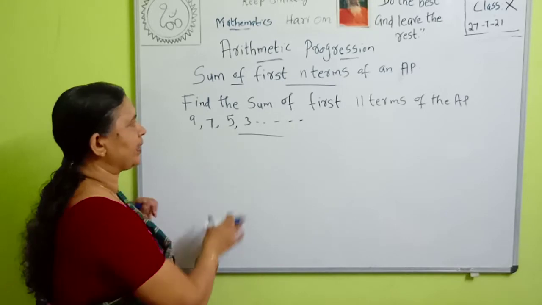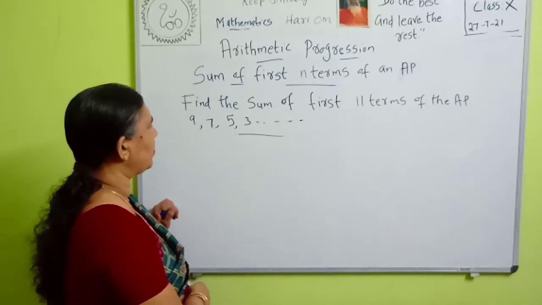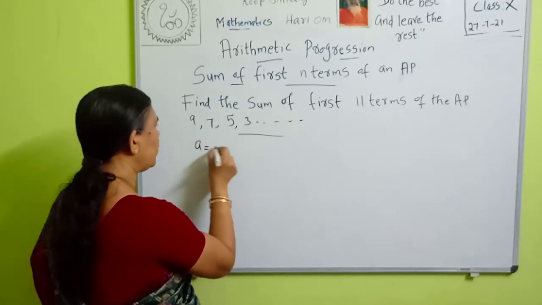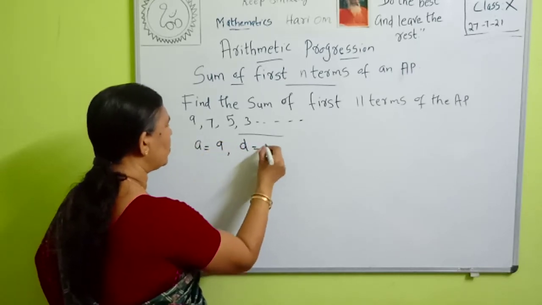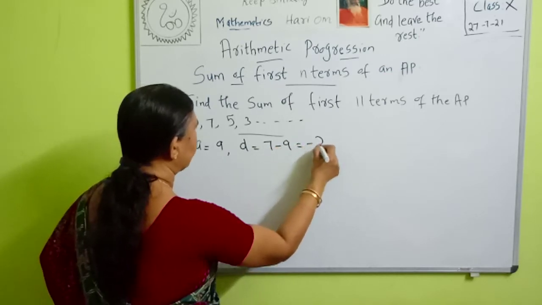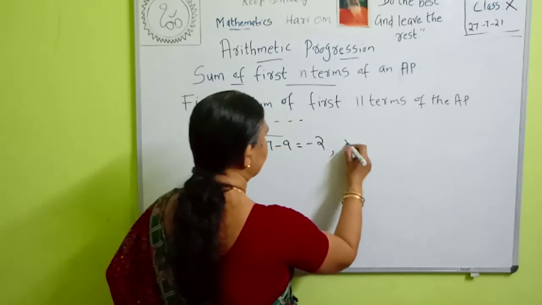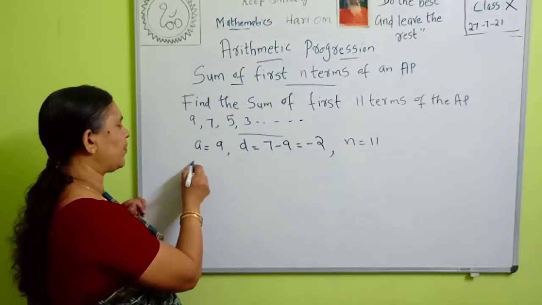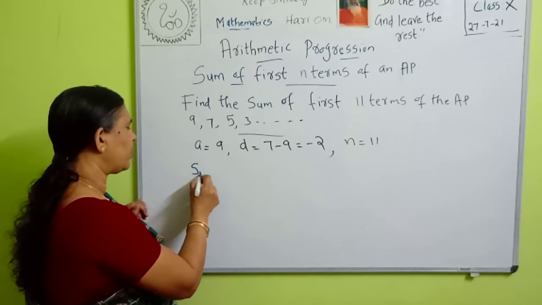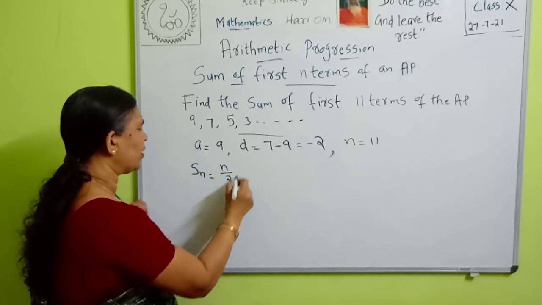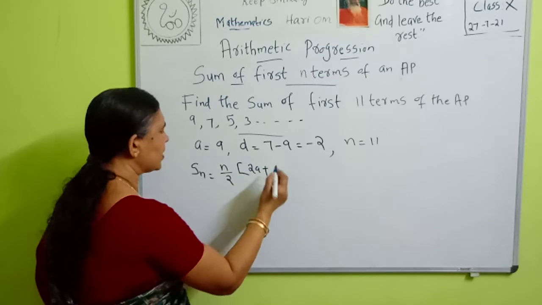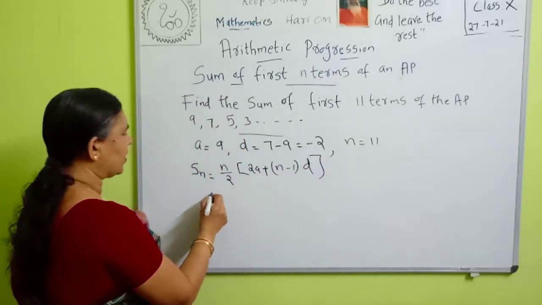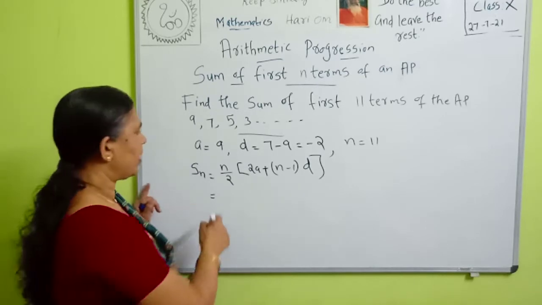Next question. Find the sum of first 11 terms of the AP 9, 7, 5, 3, etc. Here A is equal to 9. D is equal to 7 minus 9. That is minus 2. Then N is equal to 11. So what is the formula to find the sum of n terms of the AP? Sn is equal to n by 2 into 2a plus n minus 1 into d. You substitute the values here. Here N is equal to 11.